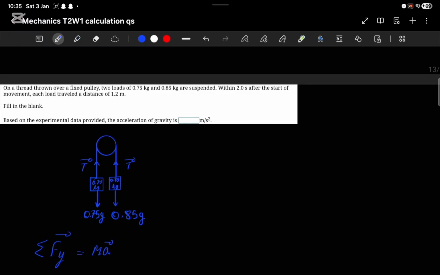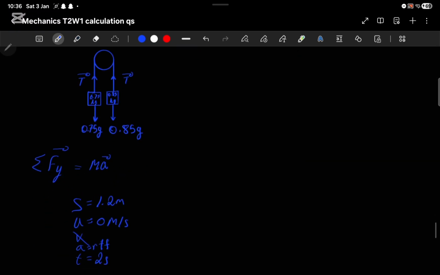So what does that mean to me? To me as a person, this helps me figure out which direction, which one is moving down. It's going to be this one. So the weight of it is bigger than the tension. This is what I wrote here, 0.85 G. G, we don't know G. They didn't give us G.